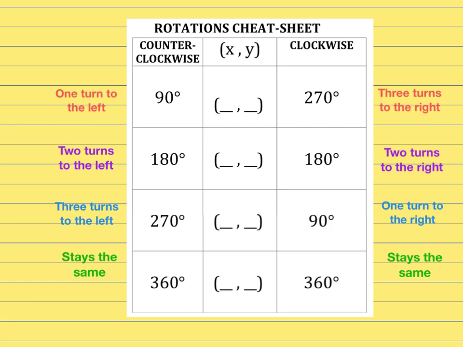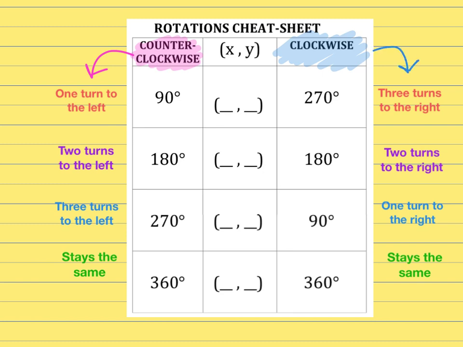This is a chart that I like to use. I call it my cheat sheet or my reference guide. What we're going to be looking at is when the shape is turning counterclockwise, that means it's going to go to the left, or if it's going clockwise, just like the hands on a normal clock would turn, then it's going to turn to the right in the coordinate graph.